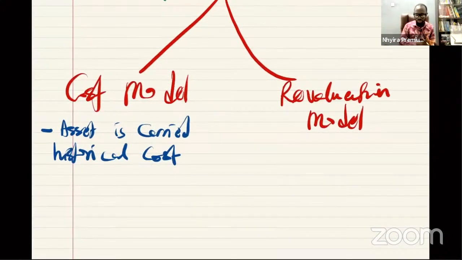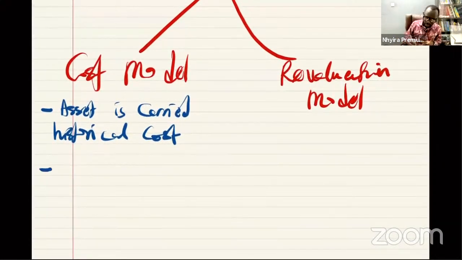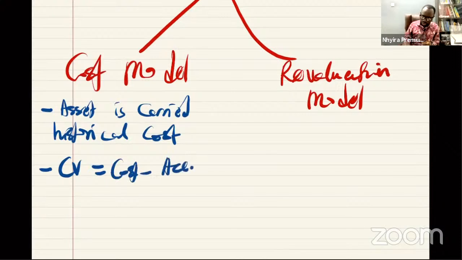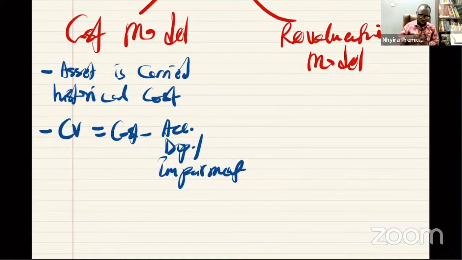Under the cost model also, what it then means is that the carrying value or the carrying amount of the asset will be equal to the cost of the asset minus any accumulated depreciation or impairment. So the carrying amount of our assets will be the cost, because the cost is the historical cost, and we are using the cost model. So with the cost model, the asset is carried at its historical cost, and the carrying value is going to be the cost minus the accumulated depreciation or impairment.